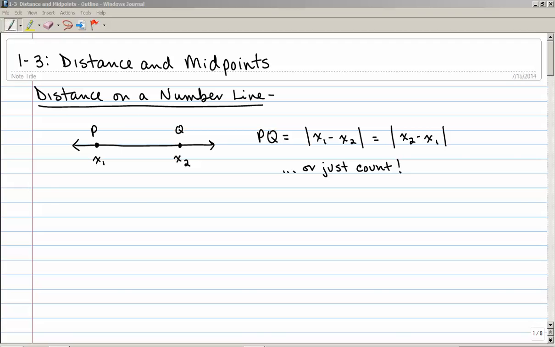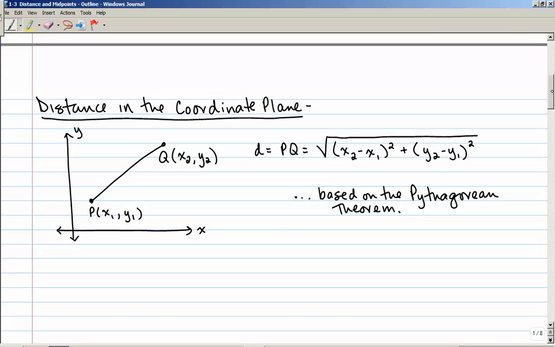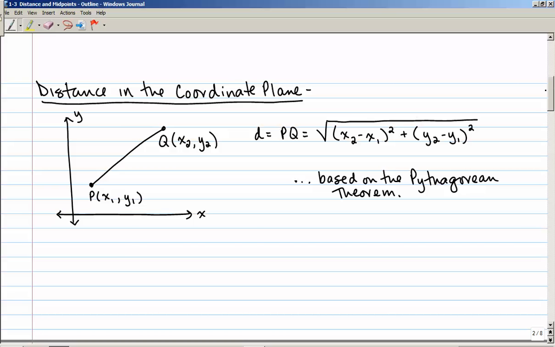The other thing about distance on a number line is you don't actually have to calculate it. As long as they're labeled, you can just count. So how far is it from P to Q? Now, distance in the coordinate plane is a little more complicated. Actually, anytime you have a horizontal line or a vertical line on the coordinate plane, you can just count to find the length of that. But if it's slanty, anything like this, you need to use the distance formula.